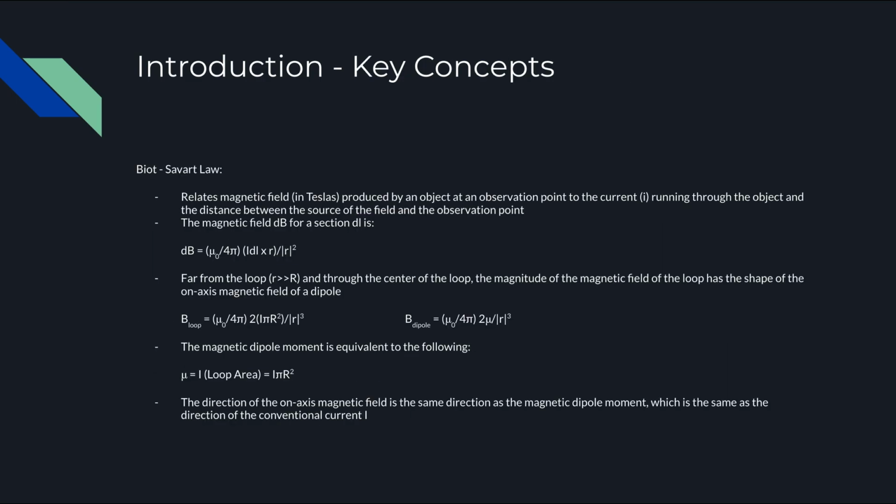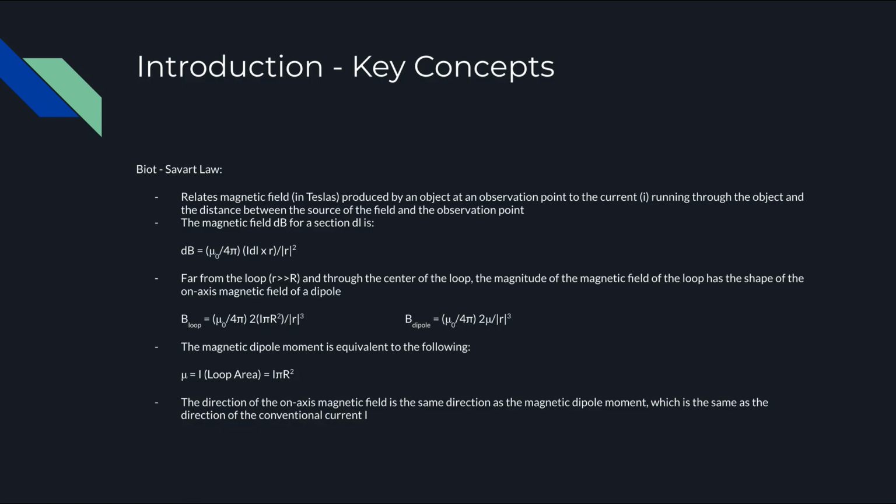The Biot-Savart law relates magnetic fields in teslas produced by an object at an observational point to the current I running through the object and the distance between the source of the field and the observation point. The magnetic field dB for this section dl is produced by the following equation.